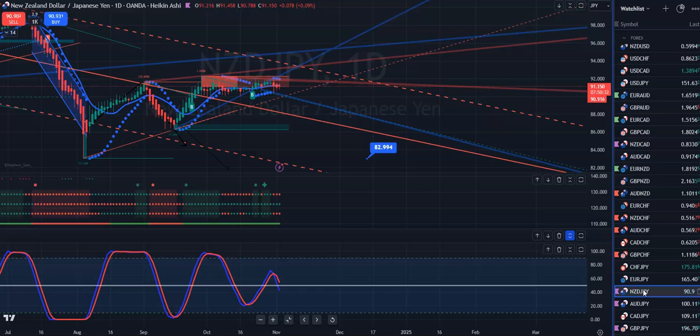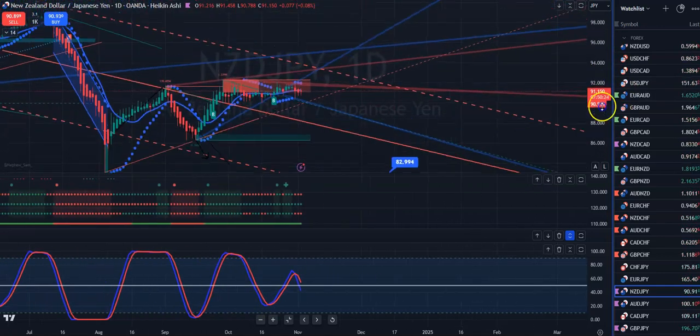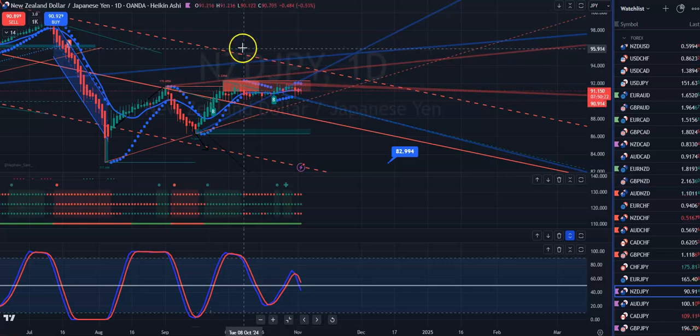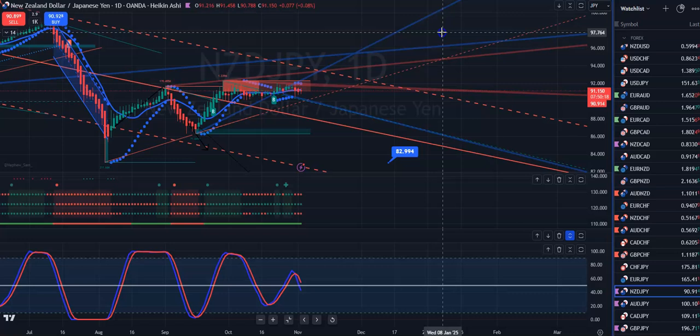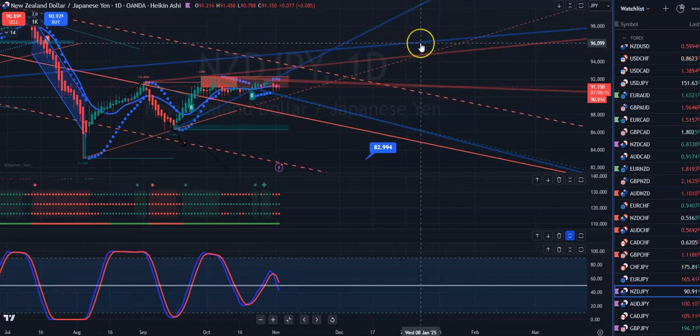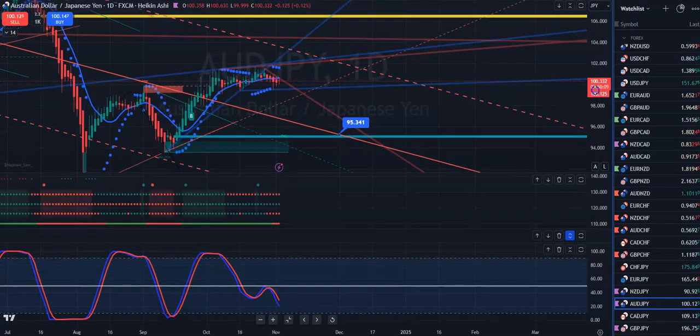New Zealand yen, this looks really lovely, doesn't it? We've got negative divergence. We've got it hitting a red order block, which is exactly what we want to see. We have a massive downtrend here. It may come up to this area in the next 24 hours, but we'll see. Once it goes short, we will be in it, guys. So don't worry.